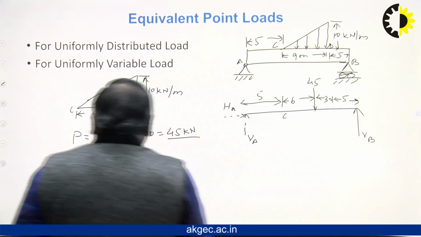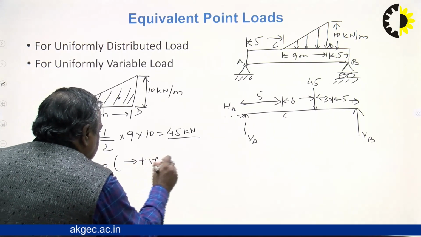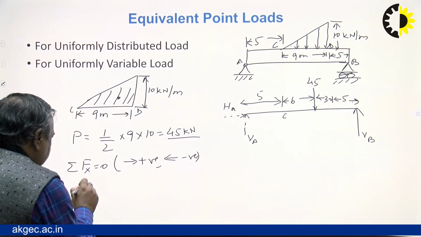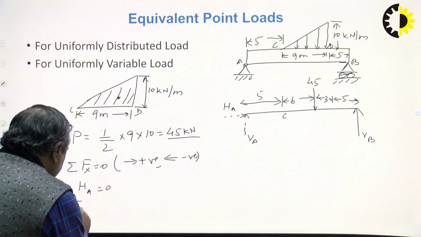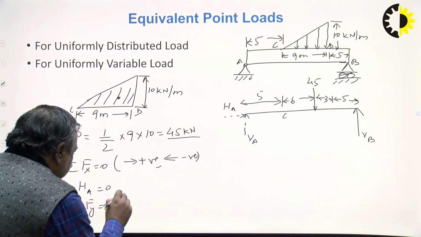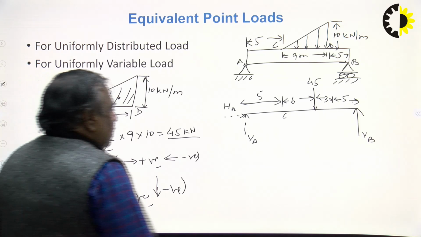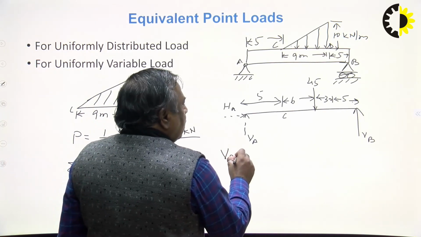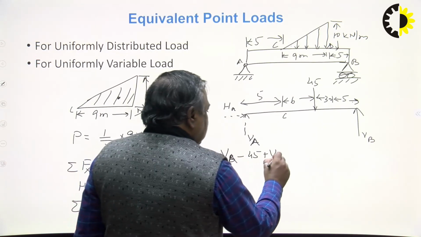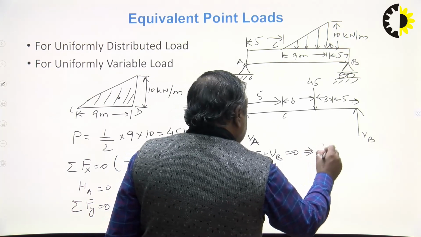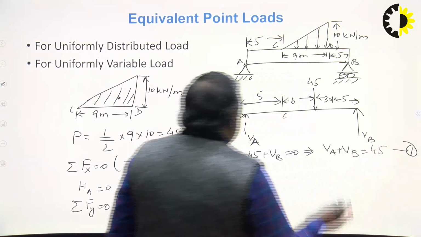Apply the same. Summation Fx is equal to 0, rightward positive, leftward negative. So HA is equal to 0. There is no horizontal force, so HA is equal to 0. Summation Fy is equal to 0, upward positive, downward negative. So I will write VB upward assumed, minus 45, plus VA is equal to 0. So it is VA plus VB is equal to 45, equation number 1.